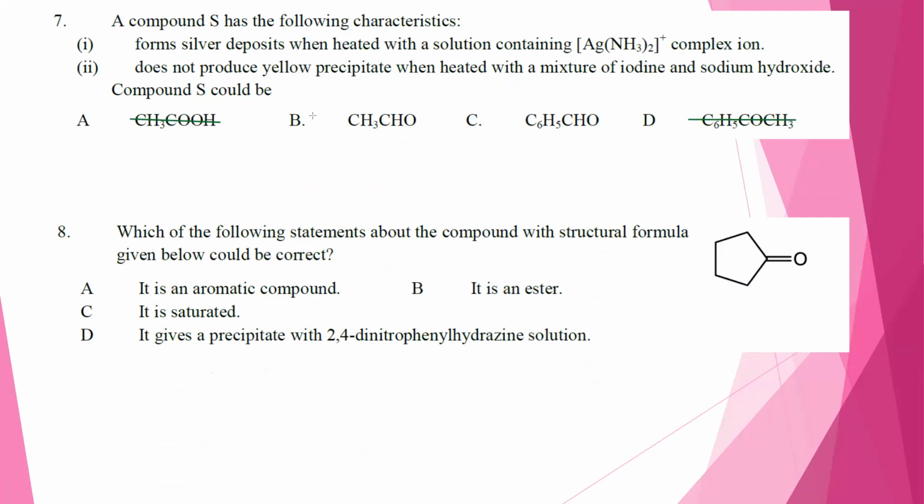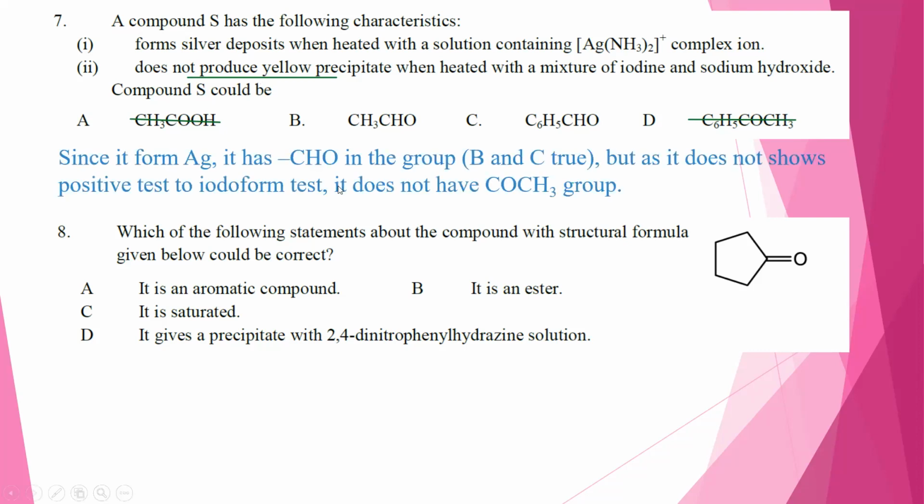Then number 2, do not produce. The question said no produce. That means it does not have a methyl carbonyl group. So when it does not have a methyl carbonyl group, then the best answer here will be C. Okay, so that is for number 7.